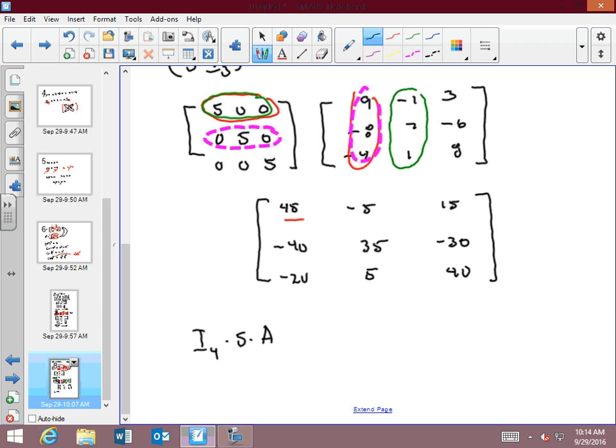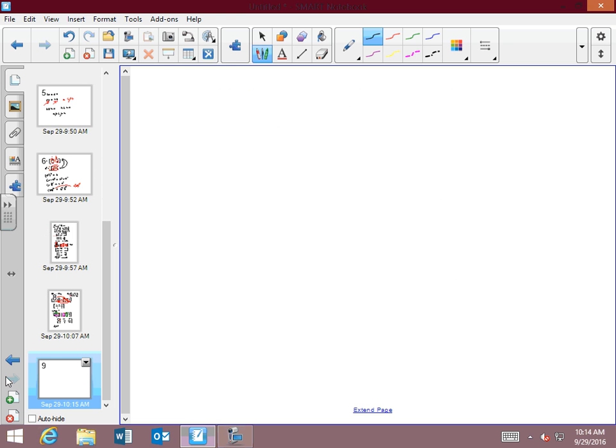Okay, 5 and 6. It says compute the product AB in 2 ways: by the definition, when AB1 and AB2 are computed separately, and then by the row-column rule by computing AB. So 6.